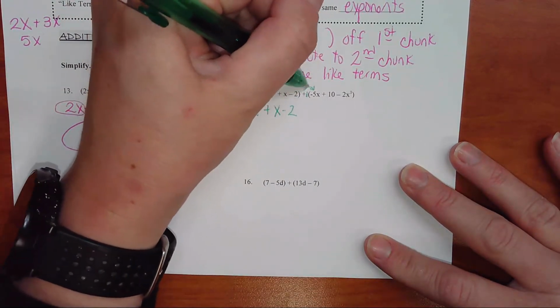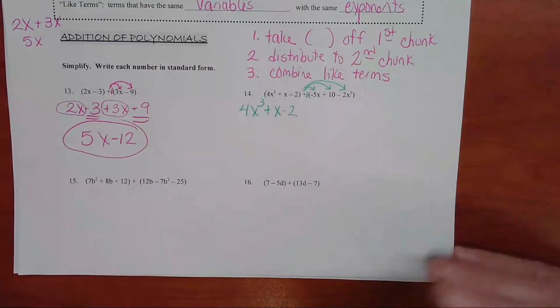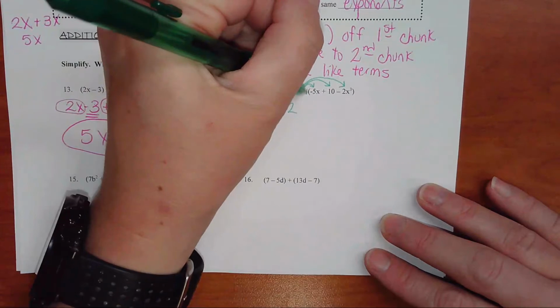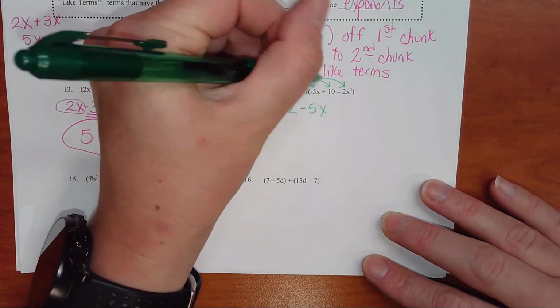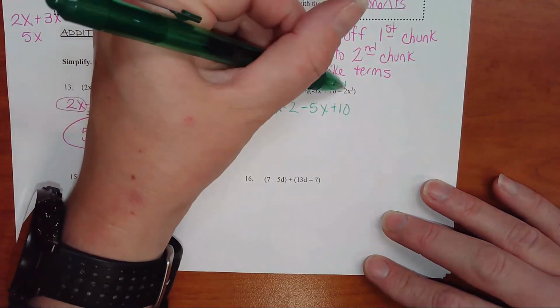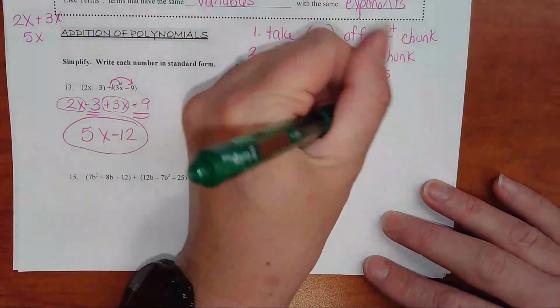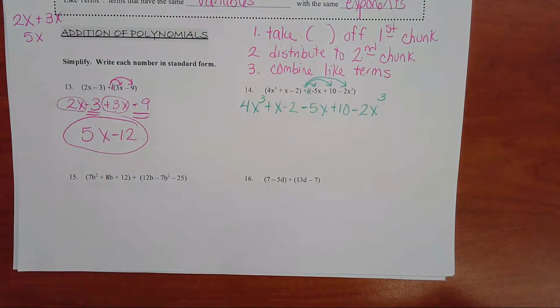So we're going to distribute a 1 to everything inside the second chunk there. Positive 1 times a negative 5x is a negative 5x. Positive 1 times a positive 10 is a positive 10. Positive 1 times negative 2x cubed is negative 2x cubed. Basically what we're doing right now is just removing the parentheses and we get whatever we had back.